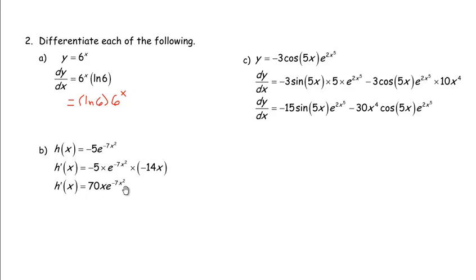For C up here, we have a product. Here's a cosine function multiplied by a power of e function. And so we use the product rule. So the first function is this negative 3 cos 5x. So we write negative 3, and then differentiating the cos 5x, we would get sine 5x times 5, being the derivative of the 5x. So that's the derivative of the first function times the second.